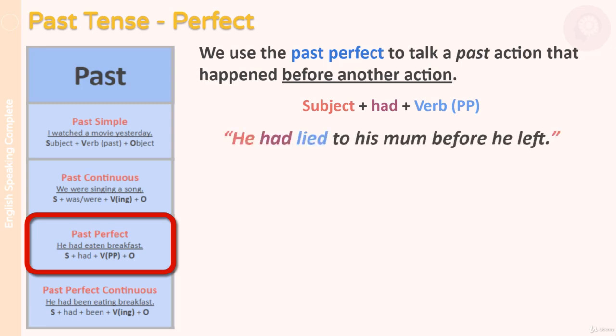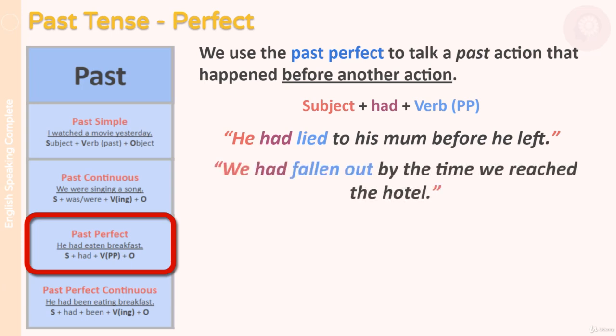He had lied to his mum before he left. So we've got two events. He, the boy, the man lying, I guess a boy, and then leaving. So before he left, he had lied.